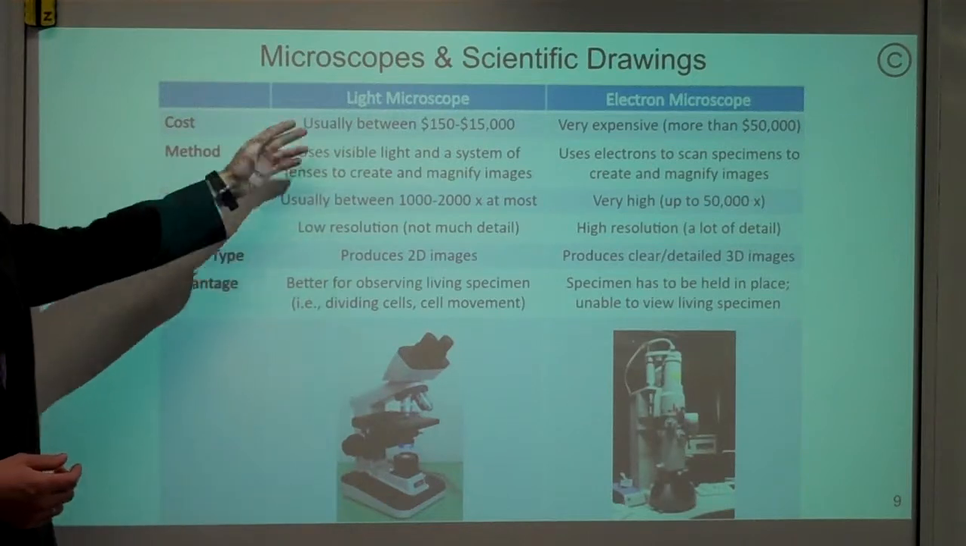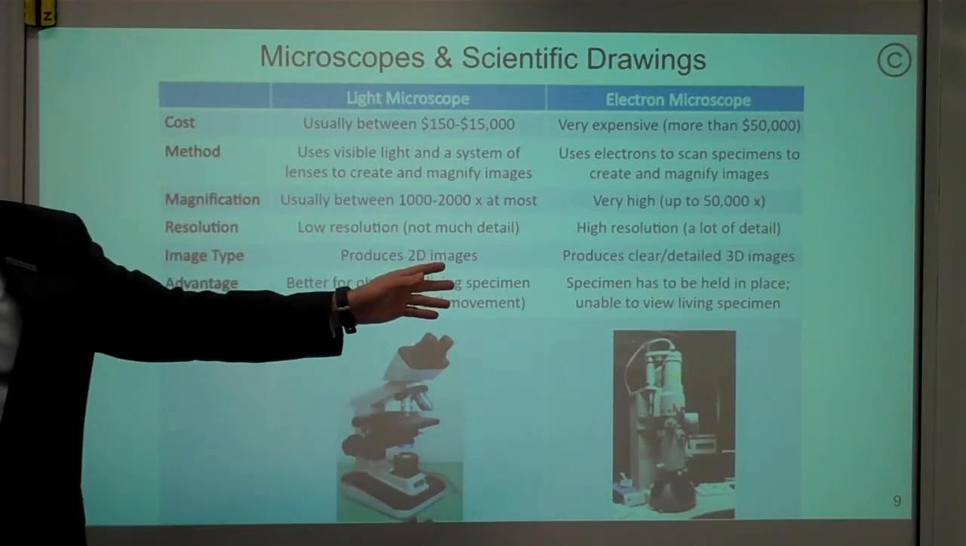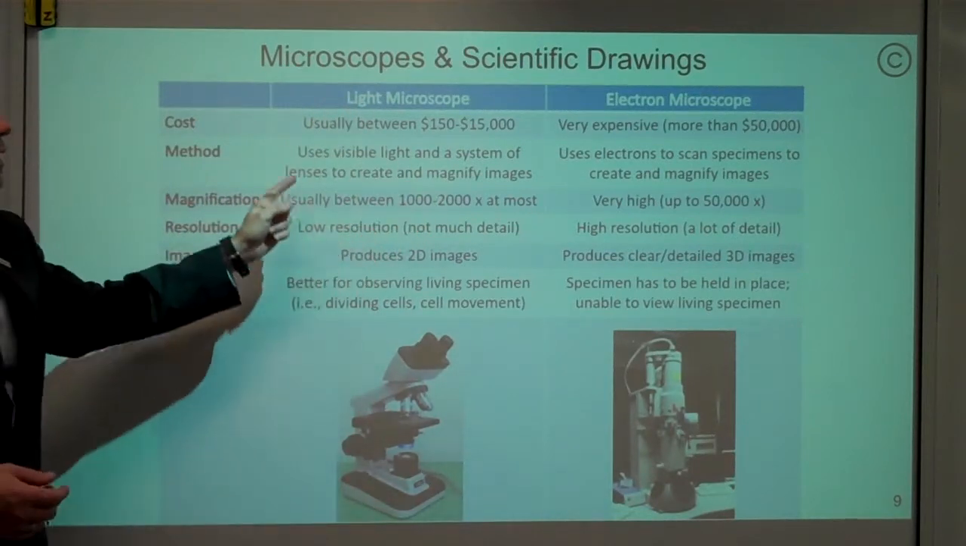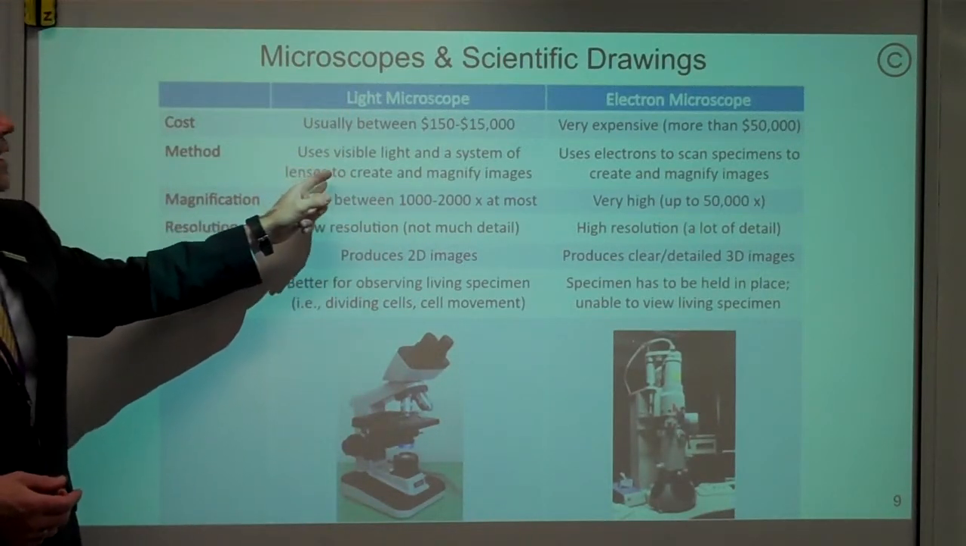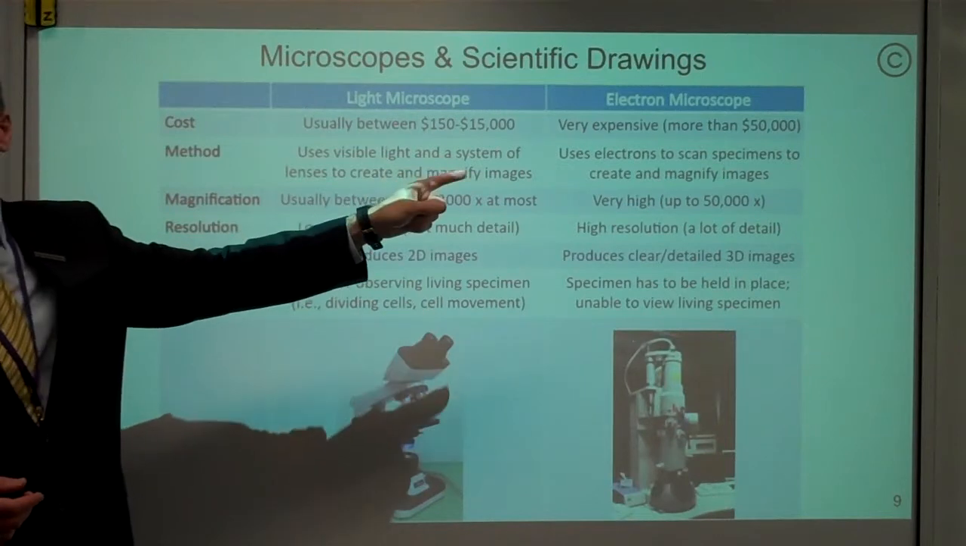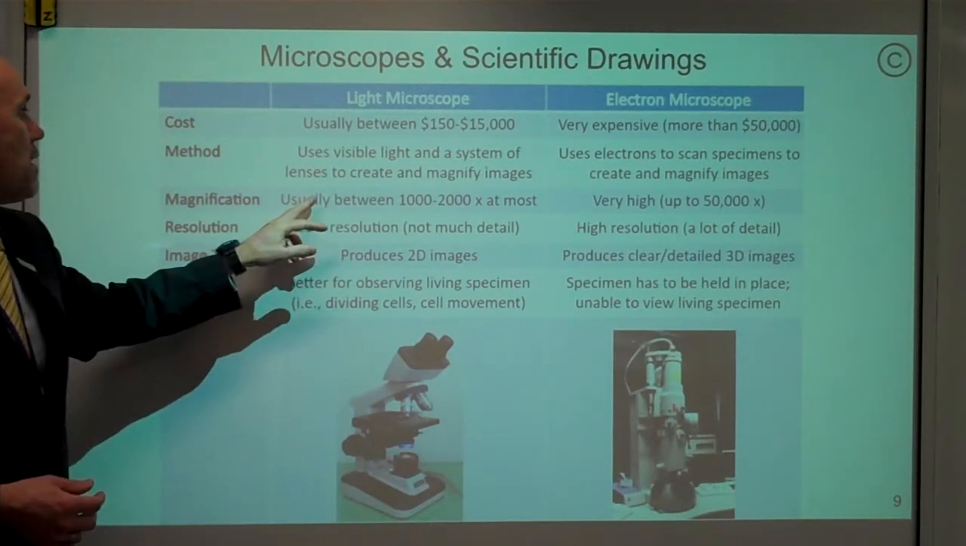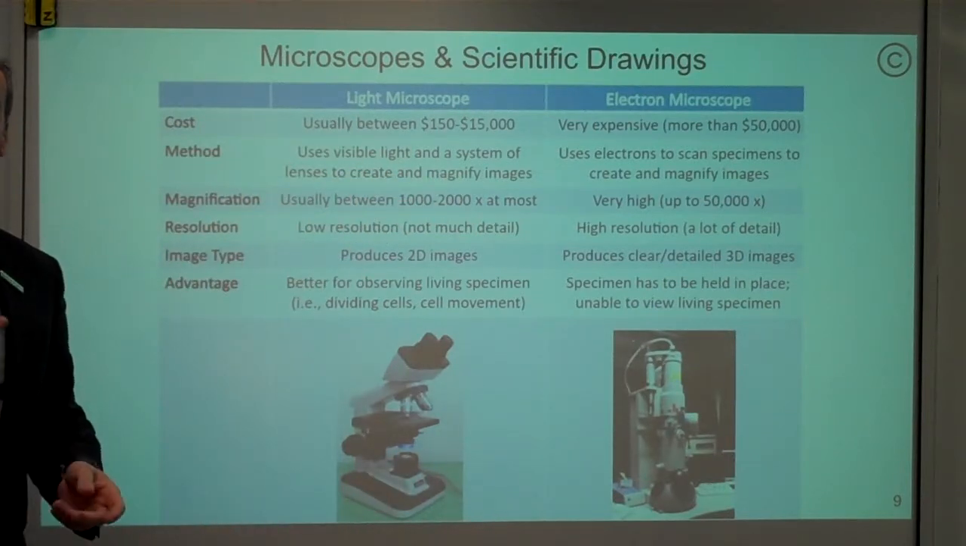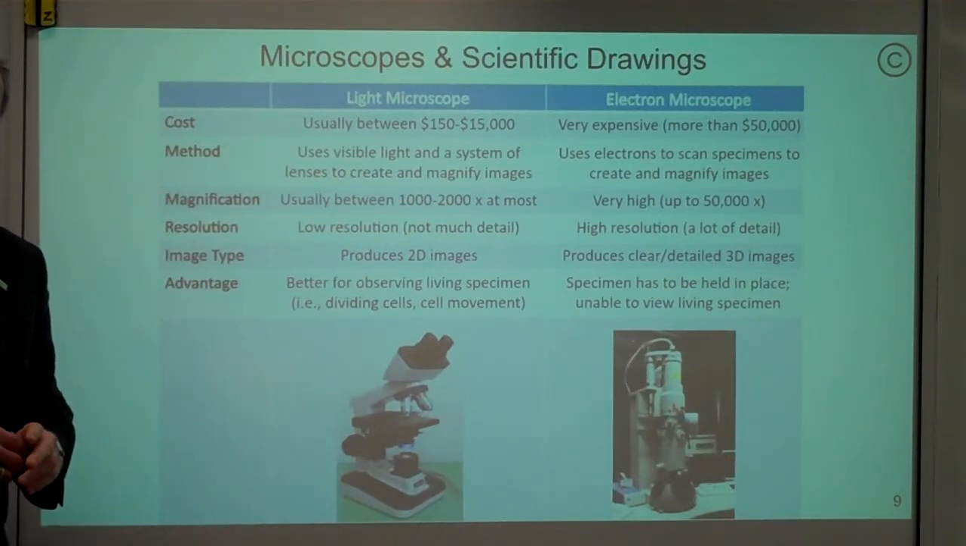Light microscope, whatever we say here on the left is almost the opposite on the right. So this is inexpensive, the other one's expensive. This uses visible light and a system of lenses. That uses electrons and a system of lenses. Magnification, 1,000 to 2,000. The electron one can go up to 50,000. So it's much greater resolution, yes?